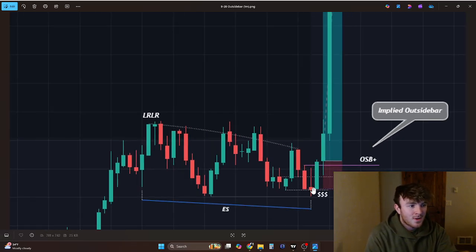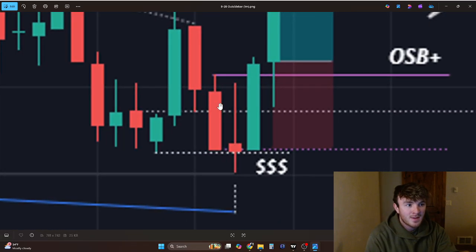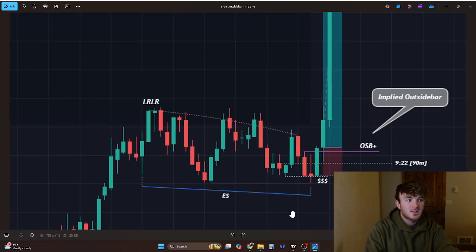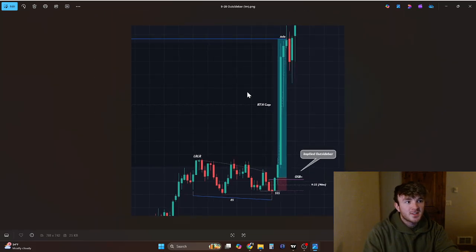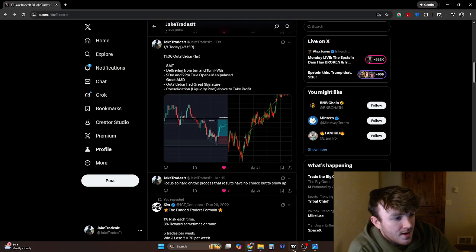Nice thing about this outside bar, or in this case, implied outside bar, right? Because we have an old candle, a red one, that the next two candles take the low and the high. So this is implied. It's not the original version, but the candle here, the next candle after takes the low, and the next two candles after take the low and the high. Outside bar forms, enter on the close. We also manipulated the 90-minute true open, and then expansion to go fill the overnight gap. And yeah, so that was one way you could take it. That would have been on the 1 minute.